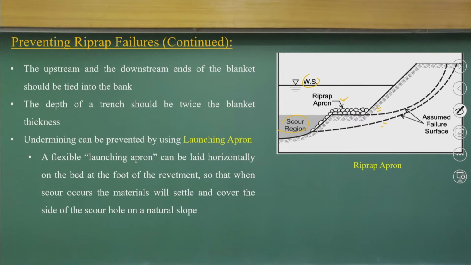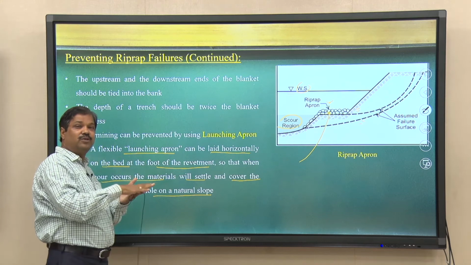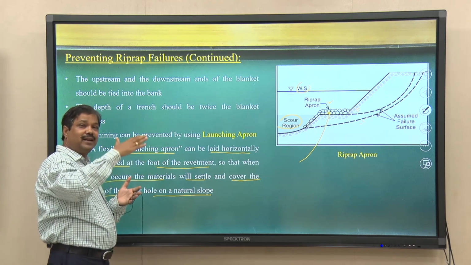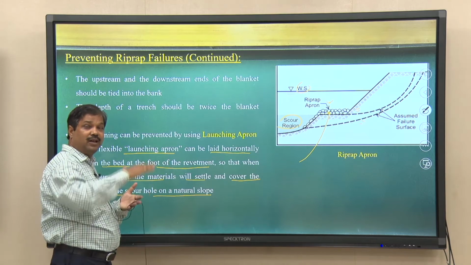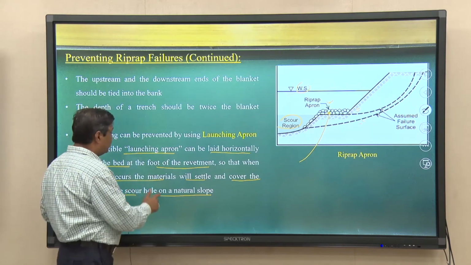The launching apron is a flexible apron, which can be laid horizontally on the bed and foot of the revetment. It will be flexible, and where scour occurs, the material will settle over the side of the scour hole on a natural slope. That is what we plan, and that is what we should anticipate. If there are scour holes, the launching apron should be very flexible, so that the materials can cover the scour holes, and the scour zones can be protected naturally by the river dynamics. You can settle it down.